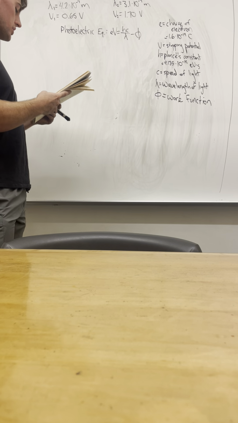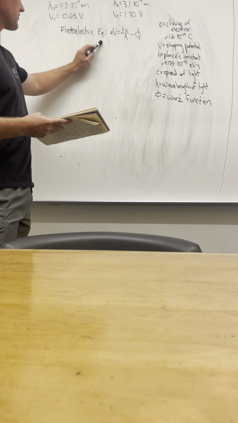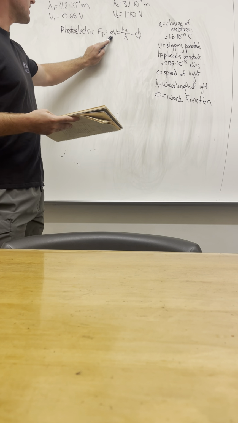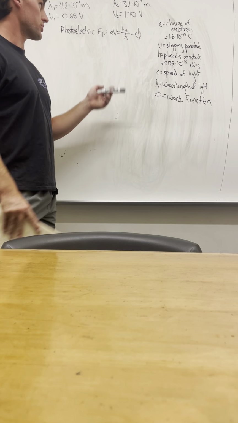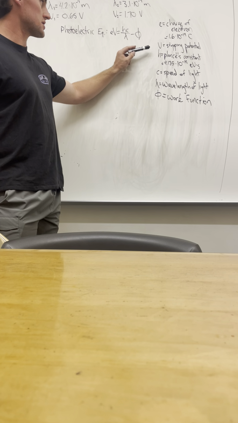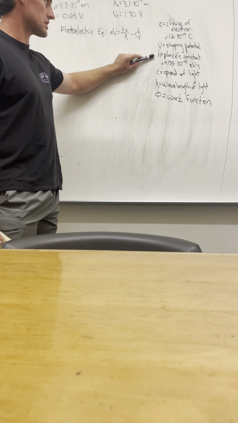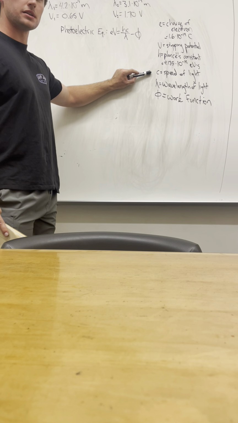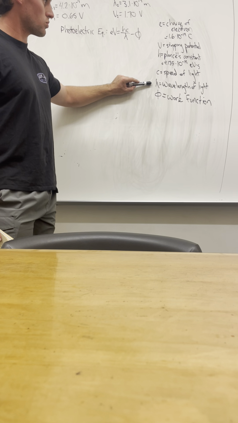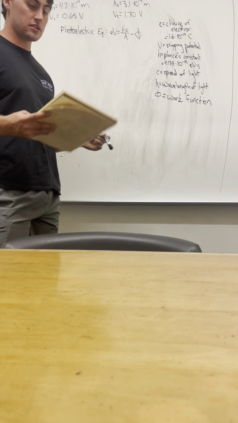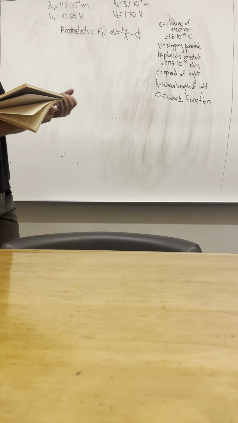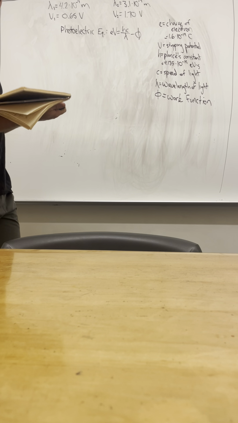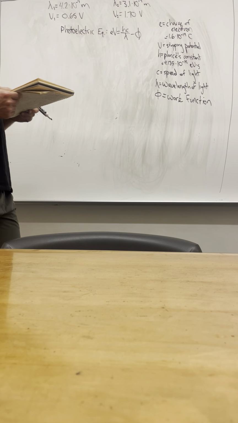So to start, we want to use the photoelectric equation found by Einstein, where eV equals hc over lambda minus phi, where e is the charge of an electron, V is the stopping potential, h is Planck's constant, c is the speed of light, lambda is the wavelength of the light, and phi is the work function. So we don't know phi, but we know everything else.